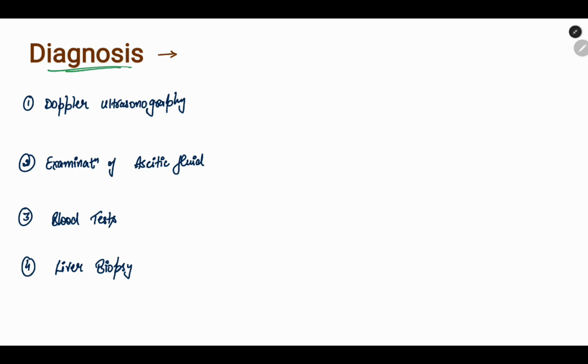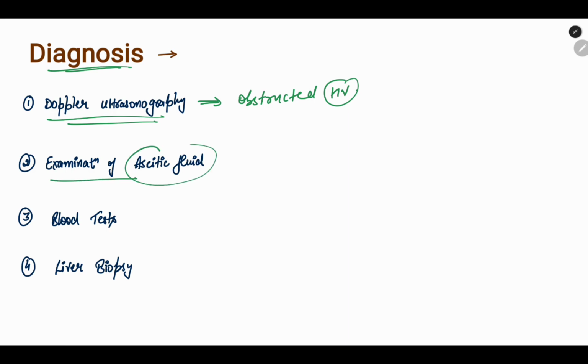Now let's talk about how the diagnosis can be made. These four things are quite helpful in making the diagnosis. The first one is Doppler ultrasonography. In this ultrasonography, obstructed hepatic veins can be seen. Then we can do examination of the ascitic fluid, which is very helpful for diagnosing Budd-Chiari syndrome, as in the ascitic fluid there will be elevated protein levels and also variation in the WBC count.